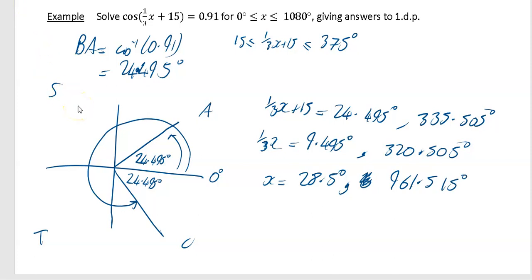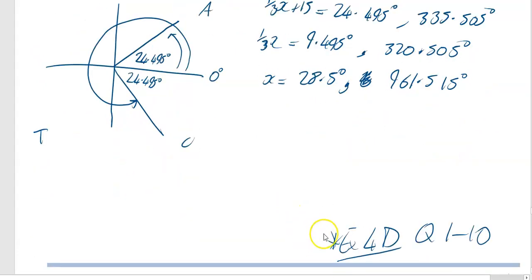That's the end of our GCSE Trig videos. You're now able to do the following questions. So it's exercise 4D in your Trig workbook, and it's questions 1 to 10.